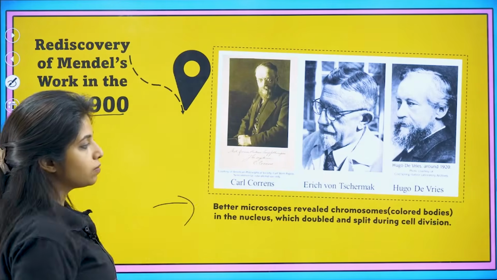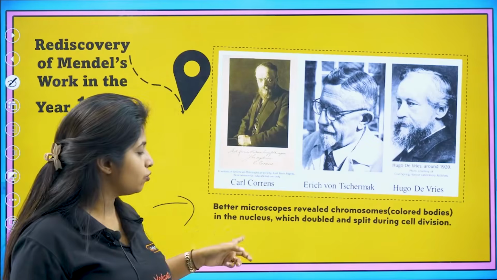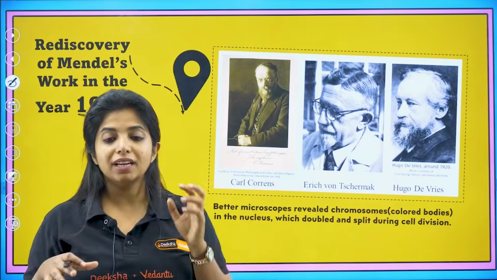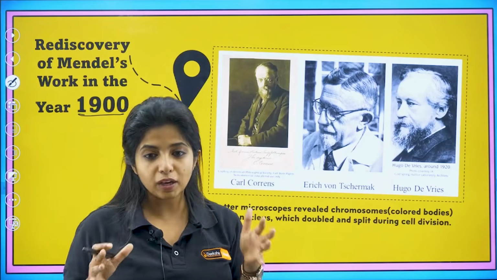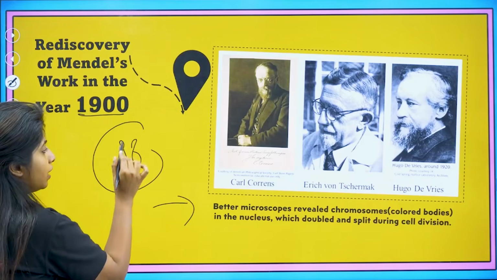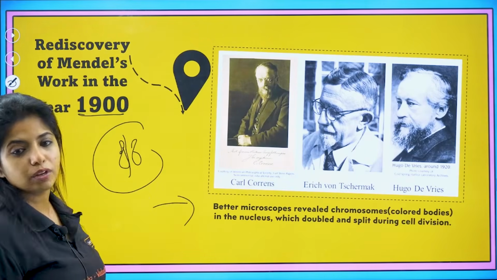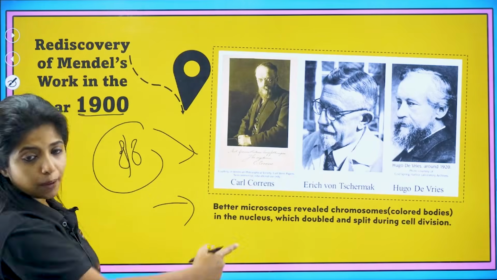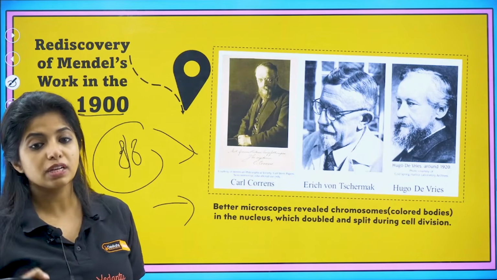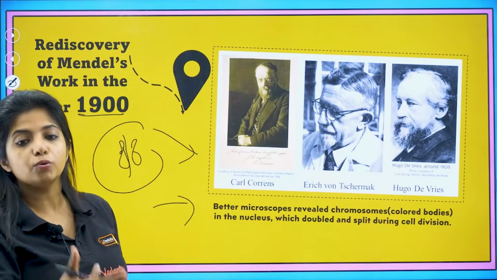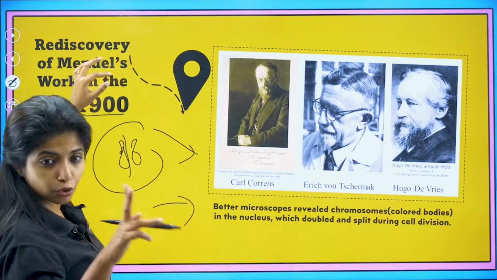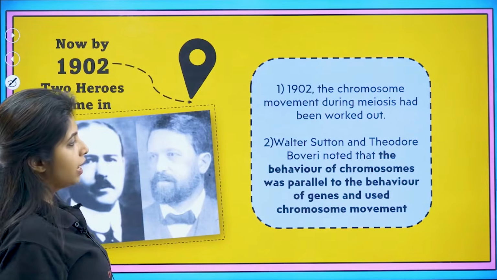So Karl Correns, Tschermak and de Vries, the 3 of them came together. With better microscopes, they revealed that chromosomes in the nucleus doubled and split during cell division. By this time they had microscopes, and they also came to understand that chromosomes were separating from each other during meiosis. They backed up what Gregor Mendel said: something somewhere is actually correct. They were the people who rediscovered Mendel's work.